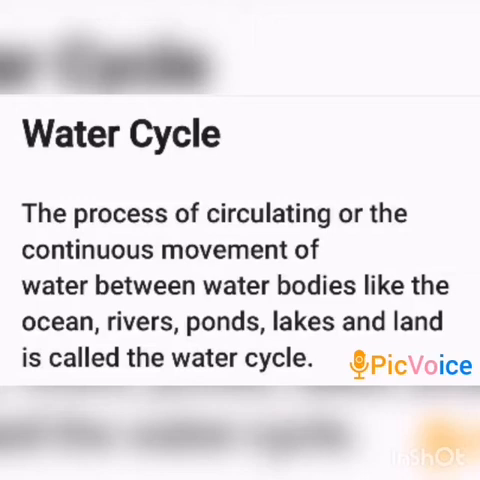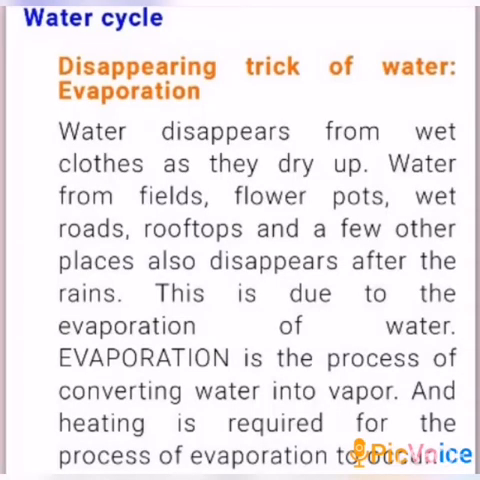Okay, we will see the water cycle in a detailed manner. There are four main processes involved in the water cycle. They are evaporation, condensation, transpiration and precipitation. We will see them one by one. First one, evaporation. That means the disappearing trick of water.